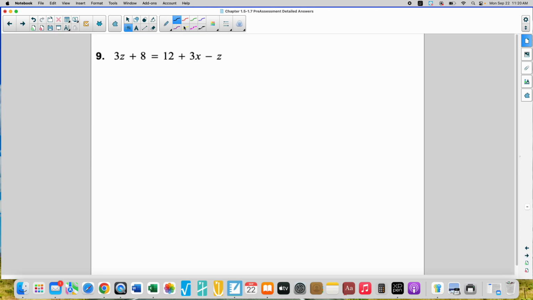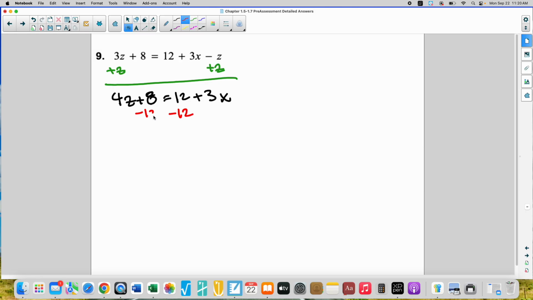We're solving for x, so we've got to get rid of everything. Let's move the z's first. Let's move that z over, which gives me 4z plus 8 equals 12 plus 3x. Now let's move that constant, minus 12. We're going to match it up. 4z minus 4 equals 3x.